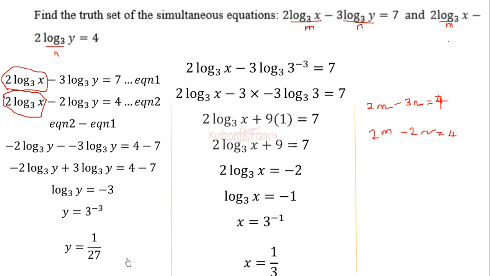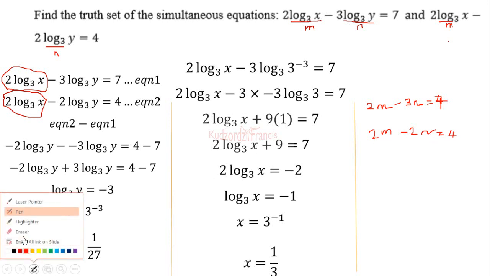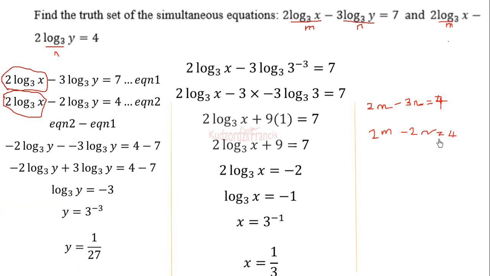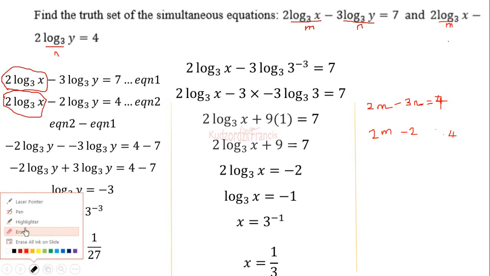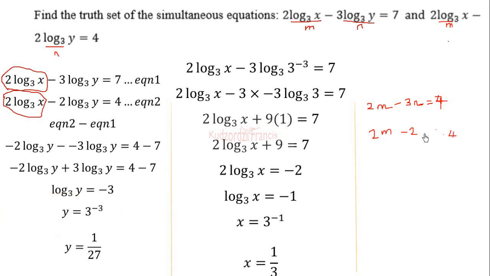So with that, you can now solve the two equations simultaneously. Then after solving it simultaneously, you can then do the substitution back to find x and y. So in that case, you are letting m equal this and n equal that. So if you do that, you get m to be equal to -1 and n to be equal to -3. Then you compare to get a value for x and y.